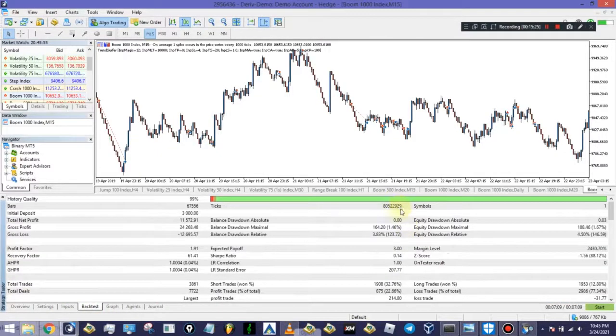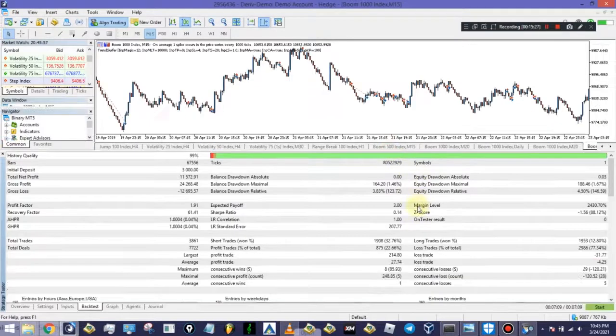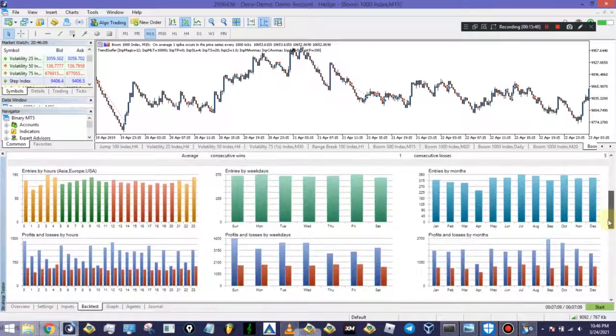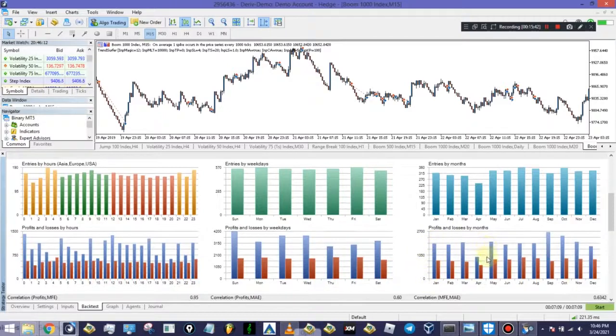As you can see, you can look at the results of this. You can see the drawdown is only 1.6%, which is incredible. A total net profit of about 11,572. Crazy. Every single month we are profitable. Every single month our profits are greater than our losses. Every single day of the week our profits are greater than our losses.